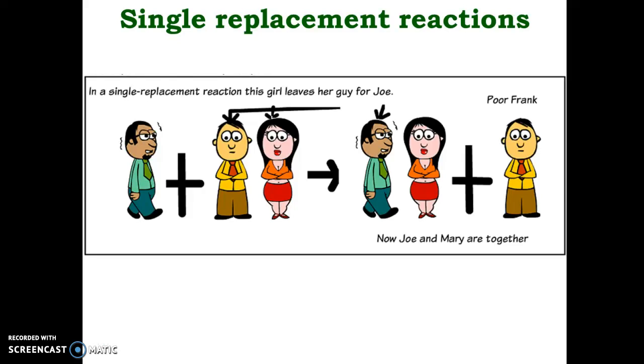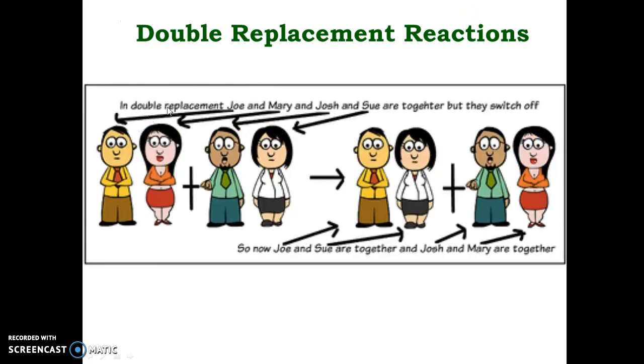All right. So a single replacement reaction, you have one partner switching places with a single person. A double replacement reaction then is if you have two couples and they swap partners.